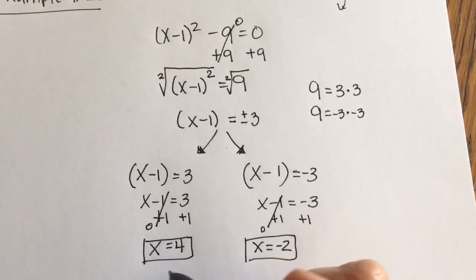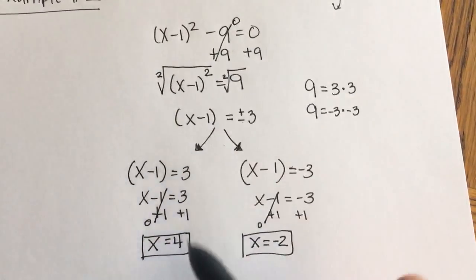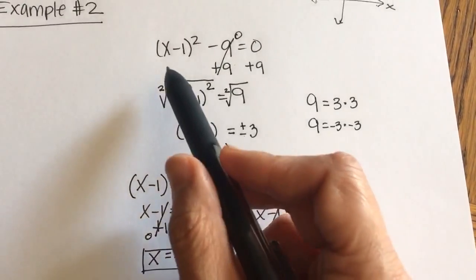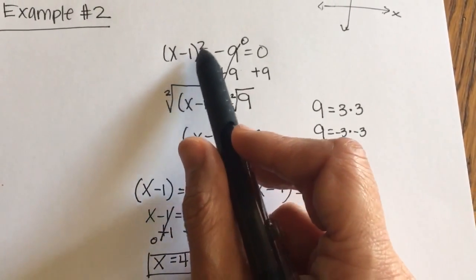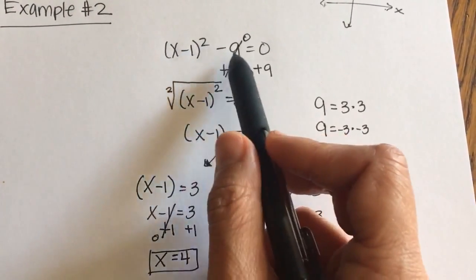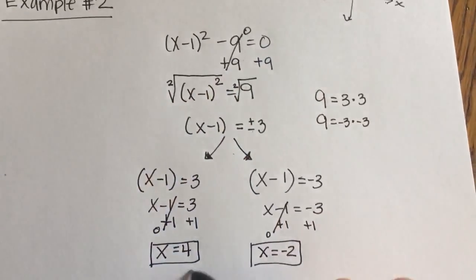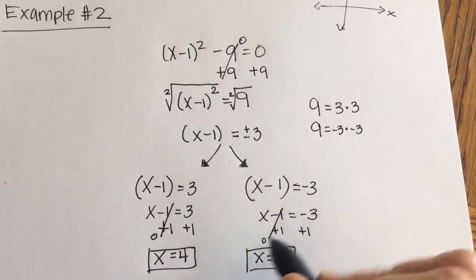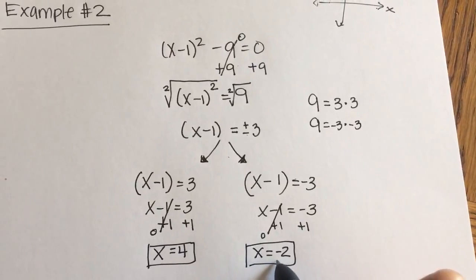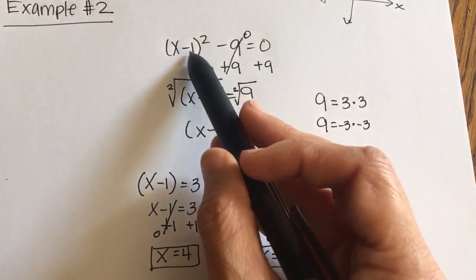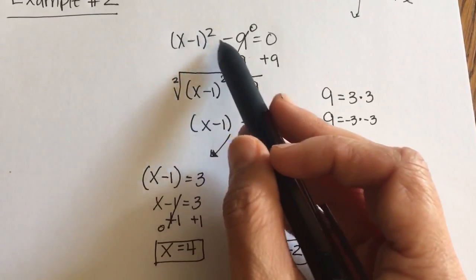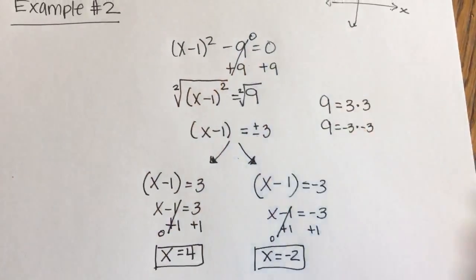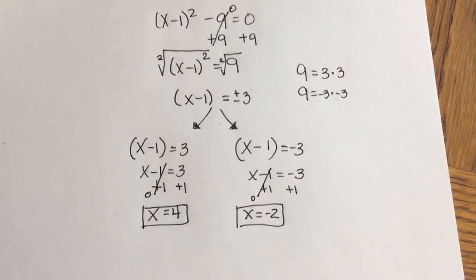Okay, I'm going to do a really quick mental check. If x is 4, 4 minus 1 is 3. 3 squared is 9, and 9 minus 9 is 0. So it works. Let me do another mental check. -2. So -2 minus 1 is -3. -3 squared is 9. 9 minus 9 equals 0. So there you go. All right.